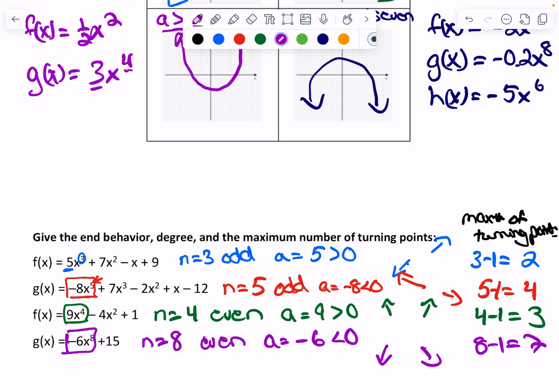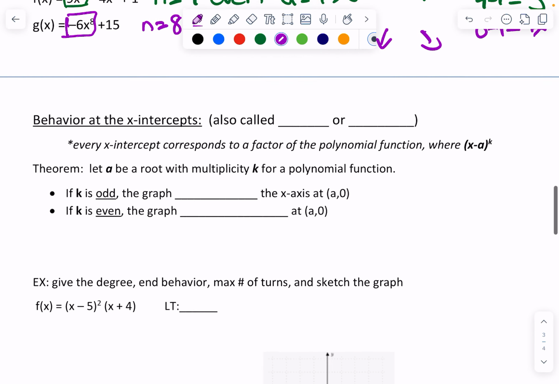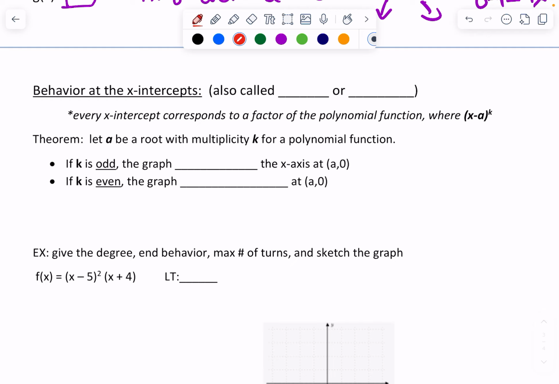Okay, so why are we doing this? It's because after we have all these, we're actually able to sketch polynomial functions with higher degrees based on what we know here. We need one more thing to know what happens in between, which is behavior at the intercepts.